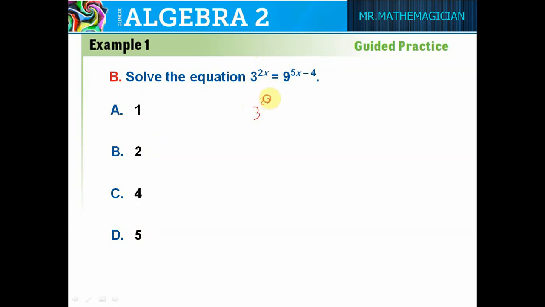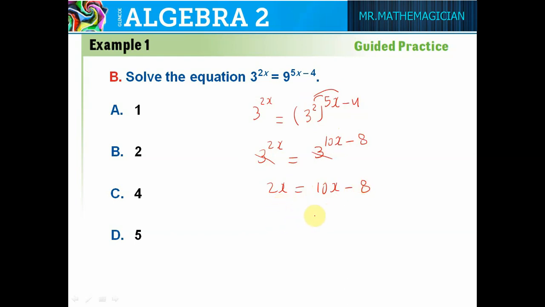3 to the power of 2x, leave it as is. Express this 9 as 3 to the power of 2. Don't forget the old power, 5x minus 4. Now this 2 will be distributed, so 3 to the 2x equals 3 to the 2 times 5, 10x, minus 2 times 4 is 8. Now cancel the bases, take the powers: 2x is equal to 10x minus 8.